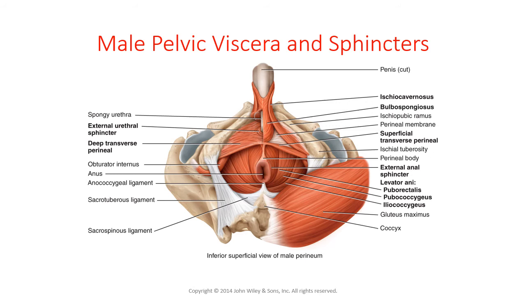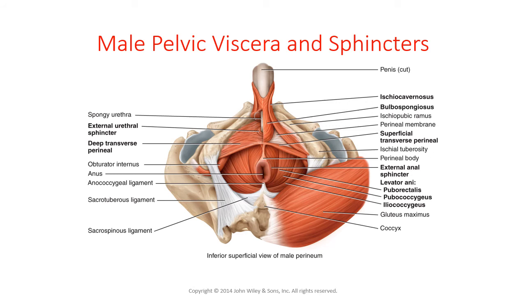Now, the main difference I want to look at for the male pelvic viscera is that we're going to add two muscles. Of course, the male also has the external urethral sphincter and the external anal sphincter that do their respective jobs. You still have the levator ani, made up of the puborectalis, the pubococcygeus, and the iliococcygeus muscles.